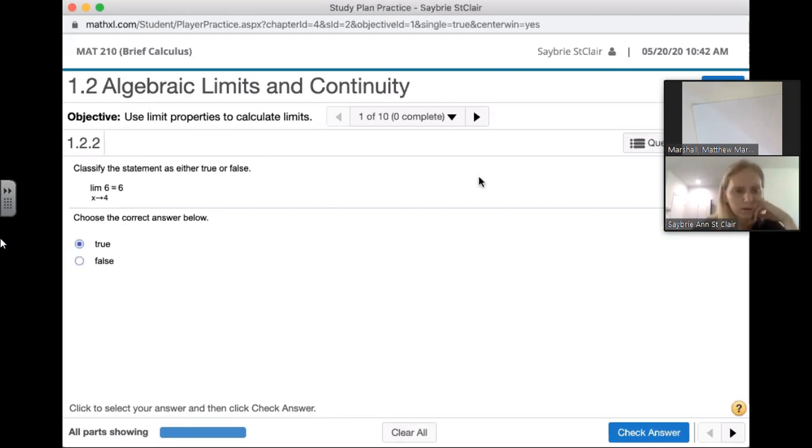Okay, yeah, let's check out what it's talking about here. See, I don't limit 6 equals 6 as you're approaching 4. I mean, I don't know what the graph looks like here, so no, I don't see anything.